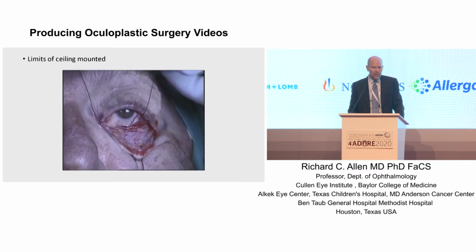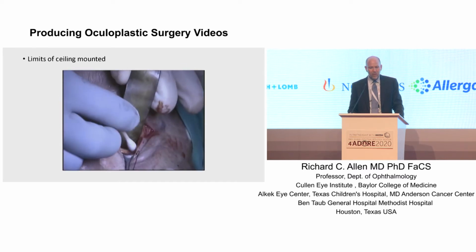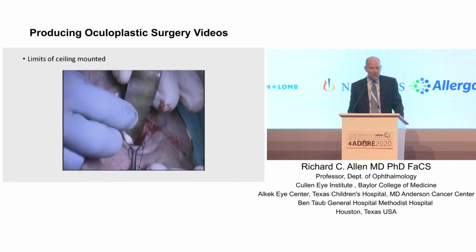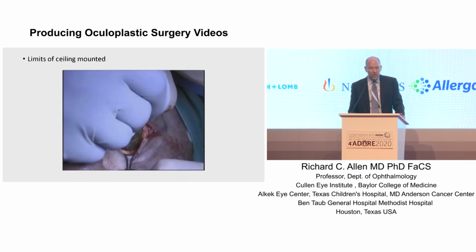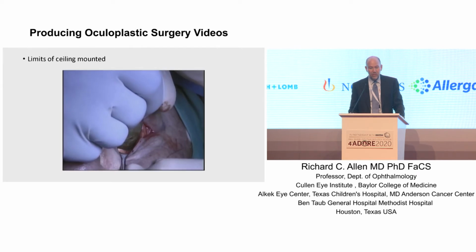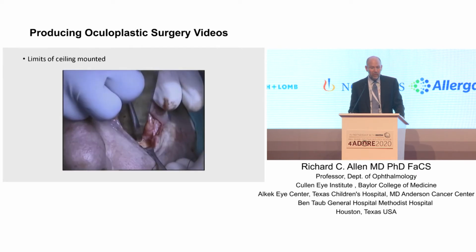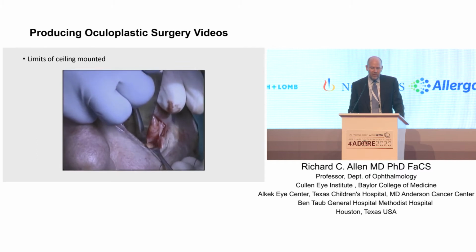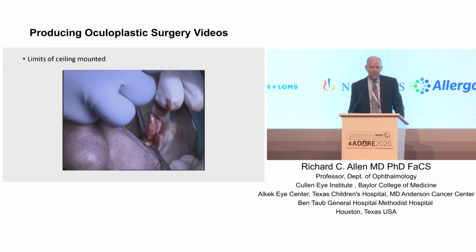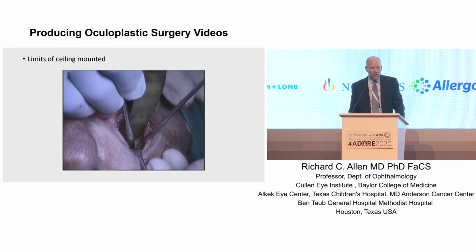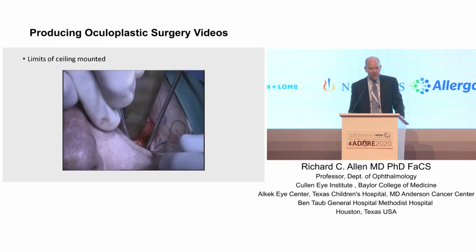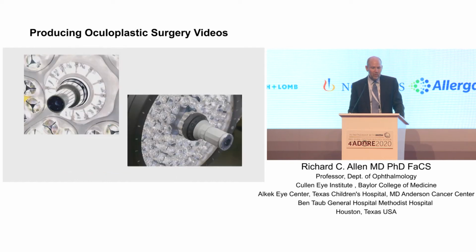There are limits, though, to the ceiling mounted camera, and I think orbital surgery is very difficult to video because once you start moving into holes, once you go deep into the orbit, this is just for an orbital floor fracture, you really can't see inside. So there are other systems that you have to move to, such as a microscope, or you can use the headlight mounted, which we'll show later.